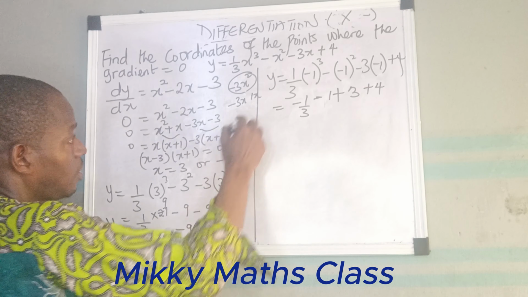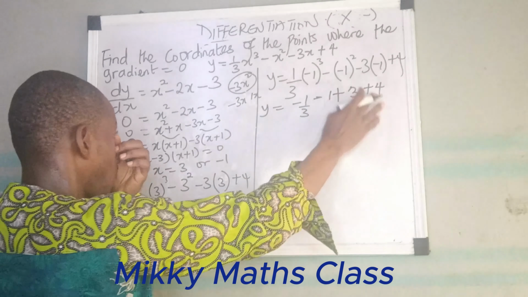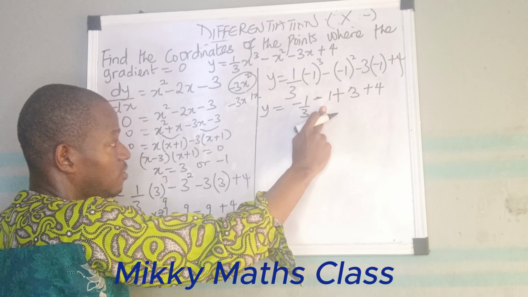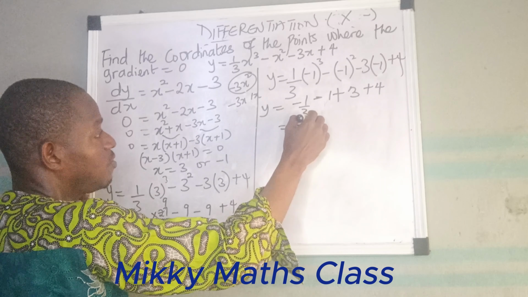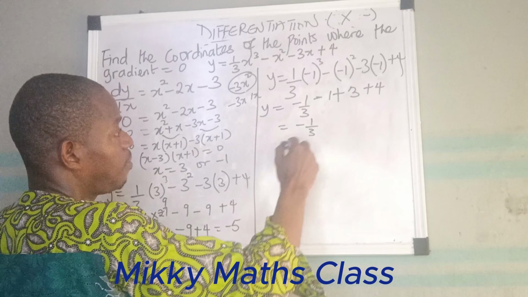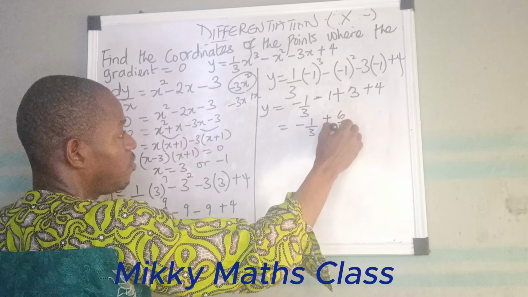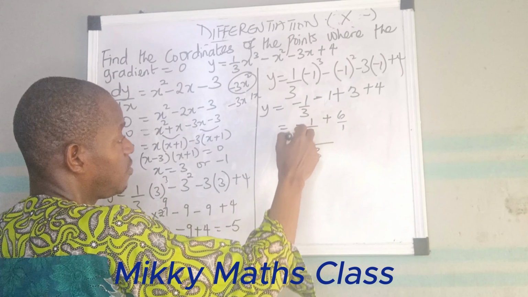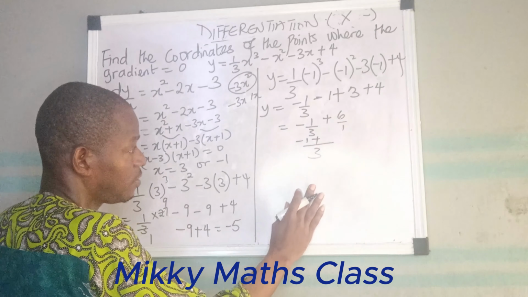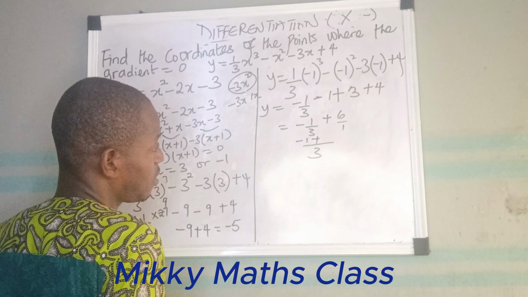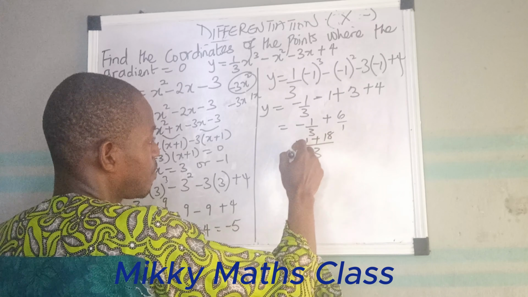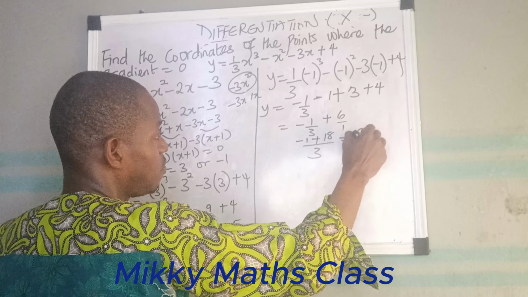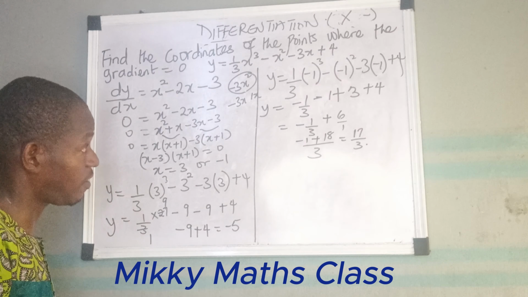Now, from here, 4 plus 3, that's 7. 7 minus 1, that's 6. So you have negative 1 over 3 plus 6. Now look for the LCM, that's 3. 3 in 3, 1, times this, negative 1; plus 1 in 3, 3; 3 times 6, that's 18. That's what? 17 over 3. So we have found the value.